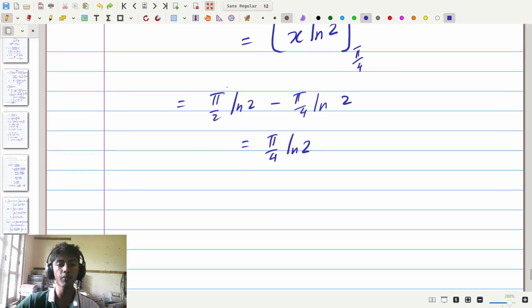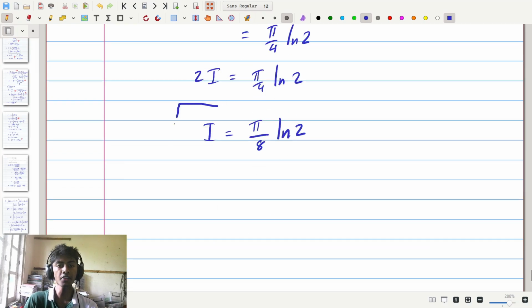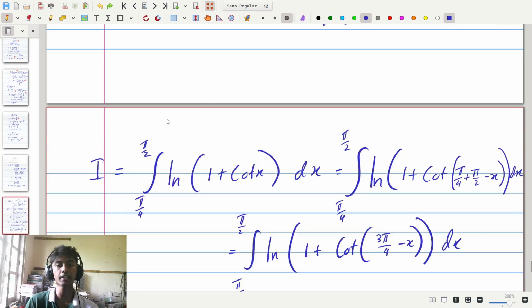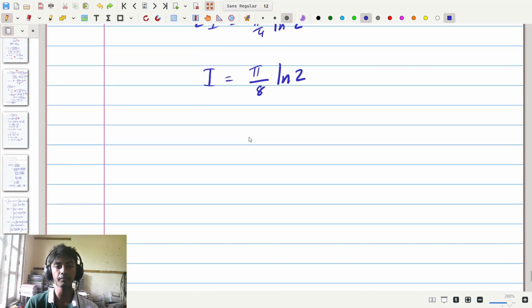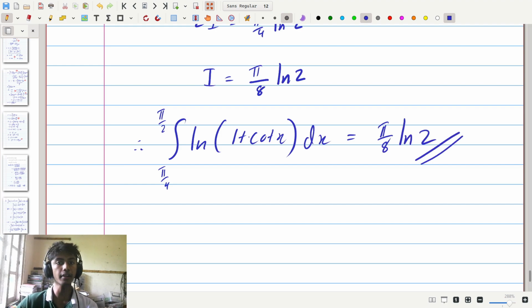So double the integral we want, 2 times I is equal to pi by 4 times natural logarithm of 2, and therefore if we divide by 2, we get I being equal to pi divided by 4 divided by 2, or pi divided by 8 times the natural logarithm of 2. Hence the integral I, which is the integral from pi by 4 to pi by 2 of the natural logarithm of 1 plus cotangent of x integrated with respect to x, is equal to pi by 8 times the natural logarithm of 2. And with that, we are done with this question.